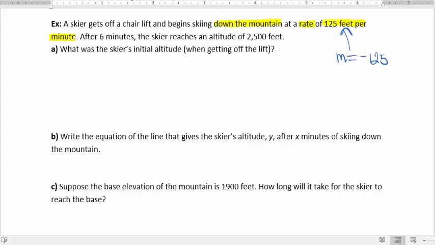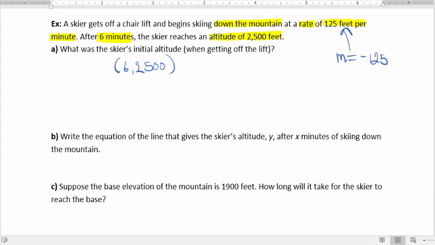And then what happens is they have to give us some other kind of information so that we can create an equation from. And the other information is that after 6 minutes, the skier reaches an altitude of 2,500 feet. So what that does is that gives us an ordered pair, because what we're doing is we're making the x value the number of minutes skiing down, and the y value being the current altitude. So in this case, the ordered pair would be 6 comma 2,500.